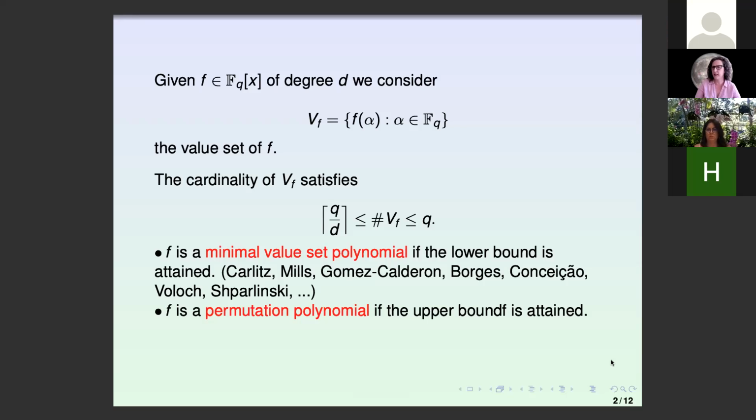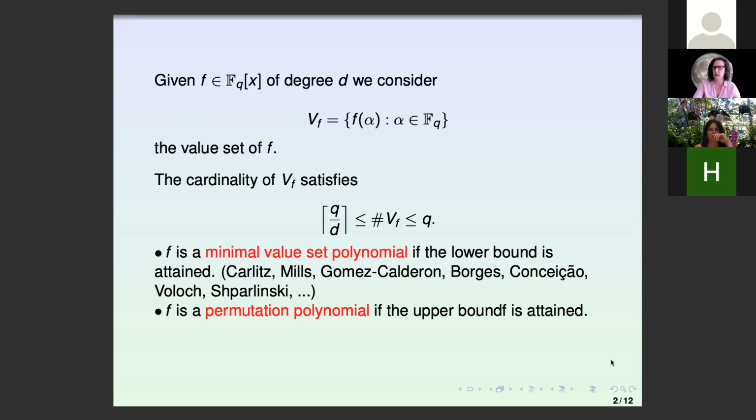And more recently, in 2013, Borges and Conceição worked again on minimal value set polynomials, and they provide many families. For example, if you have a polynomial over Fq^n, and you want the value set of the polynomial to be a subfield of your field. So they have many families over there. And really recently, we have a work from Volok and Shparlinski, where they study the value set of sparse polynomials.